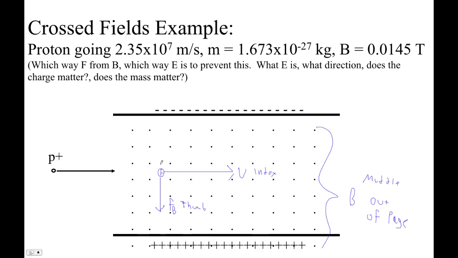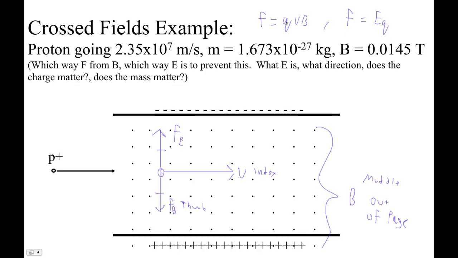Okay, I can make it go straight, and the way to do that is, of course, to make the electric field be up the page, right? So the electric force would be, in this case, up. All we have to do is make the electric force equal but opposite the magnetic force, right? Well, this is pretty simple. The magnetic force is QVB, and let's assume it's 90 degrees so we don't have to worry about the sine of the angle, right? And then electric force is E times Q, right?